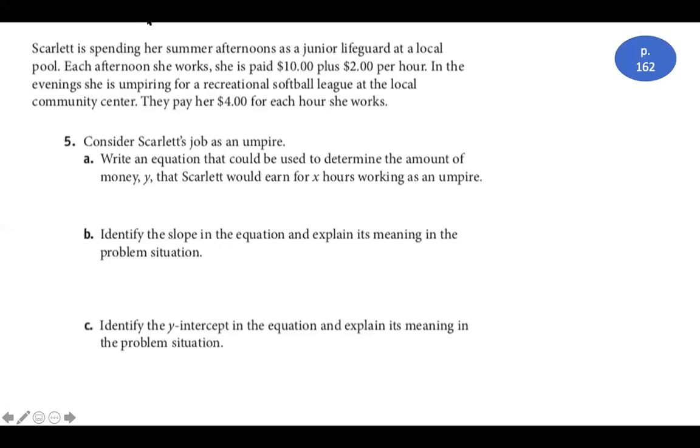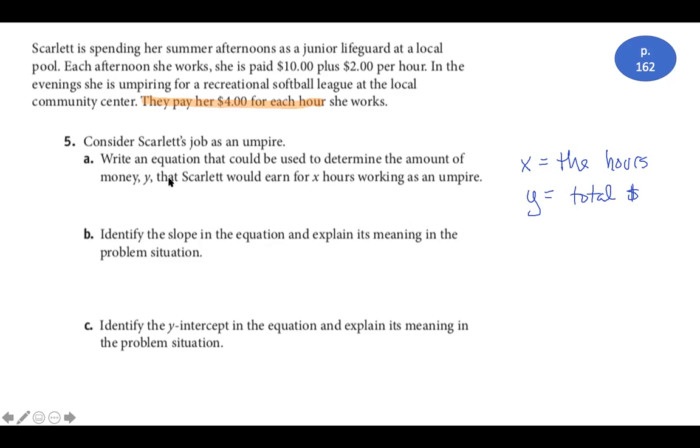Okay. What about the umpire job, though? So now we're looking at the umpire job. The umpire job straight up pays her $4 for each hour she works. No extra money there. So let's see if we can write an equation for this one. We want to write an equation that can be used to determine the amount of money y that Scarlett would earn for x hours. So same variable definitions. X is going to be equal to the number of hours, and y is going to be equal to the total amount of money she earns.